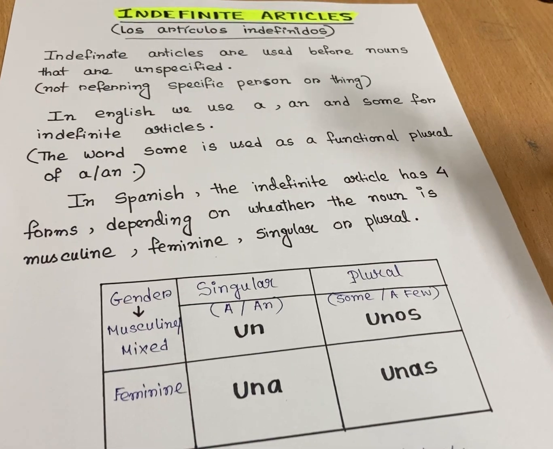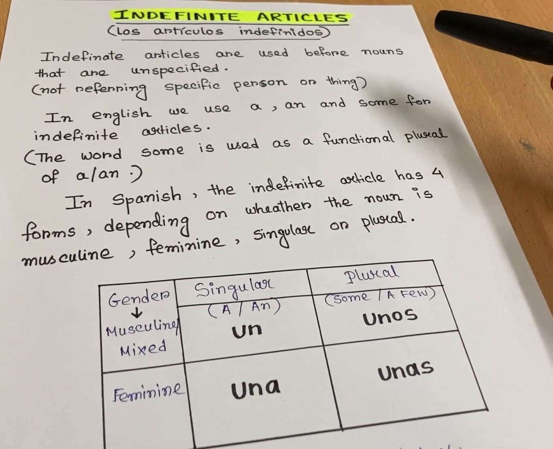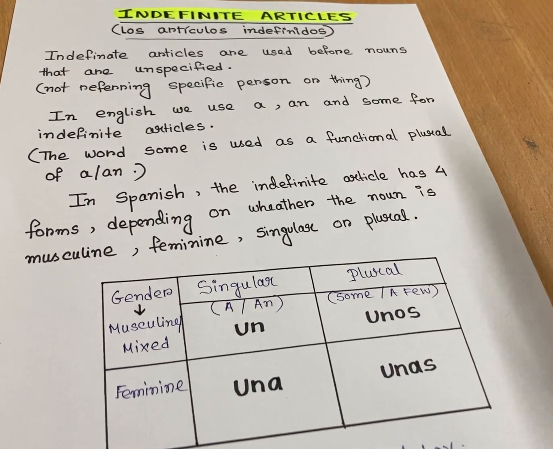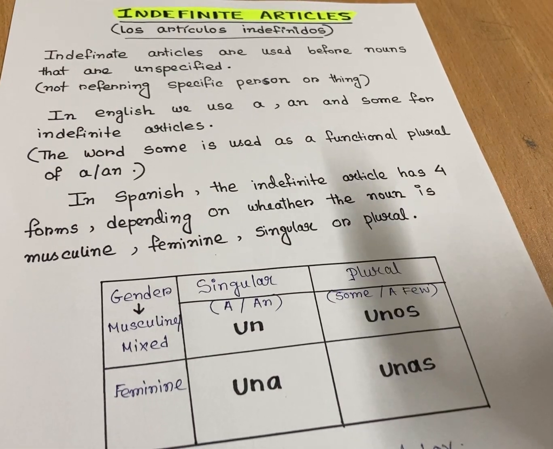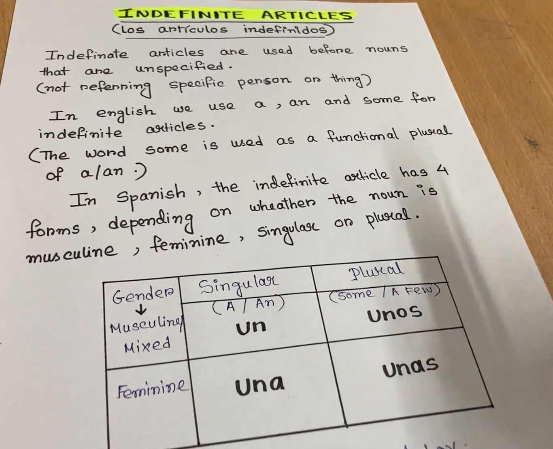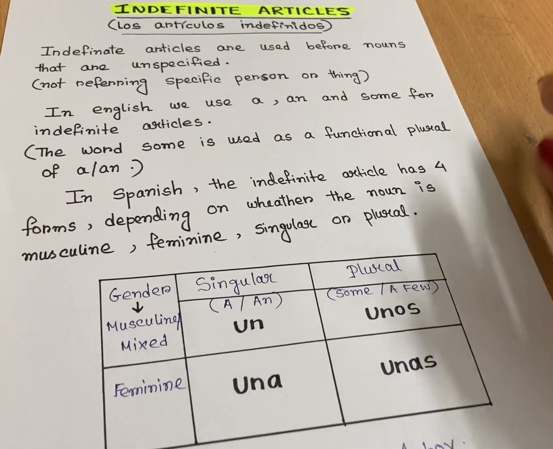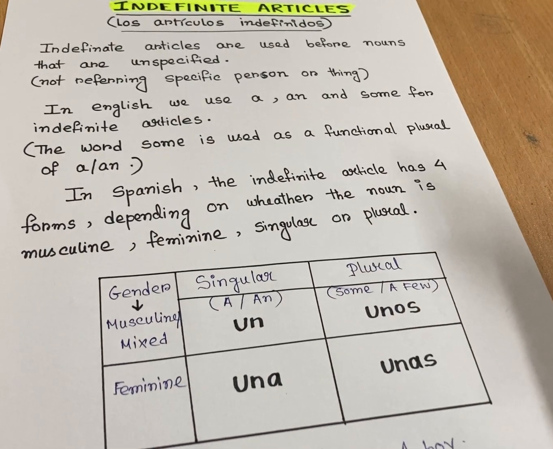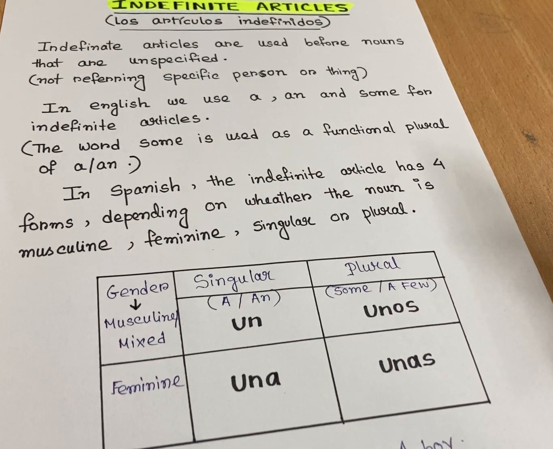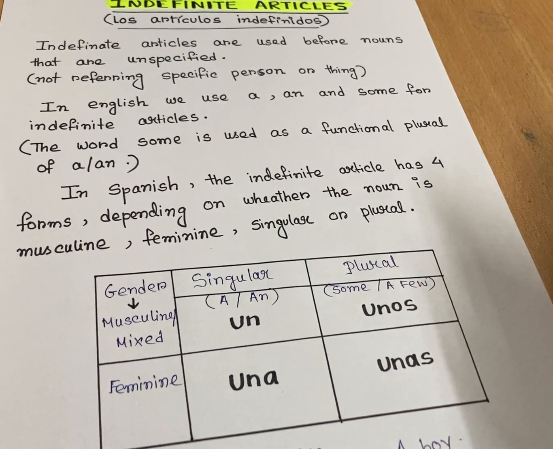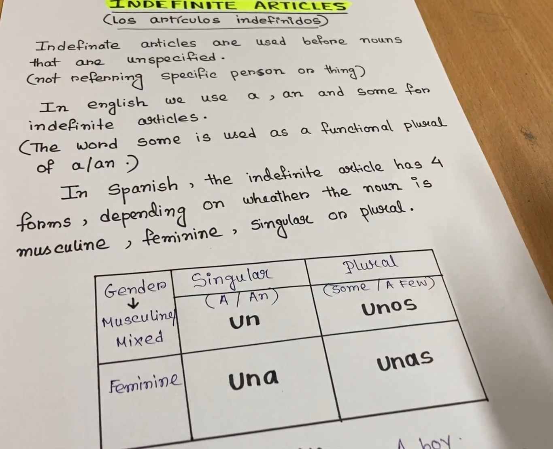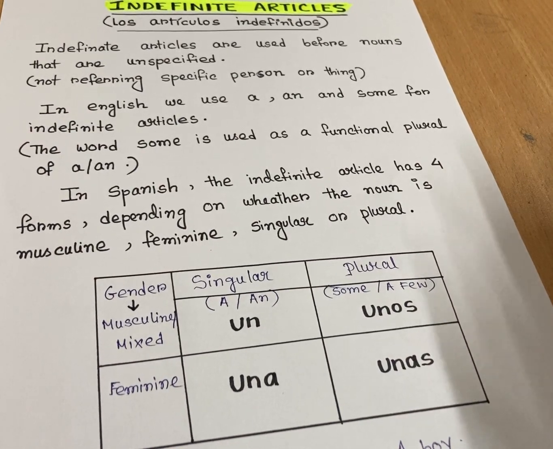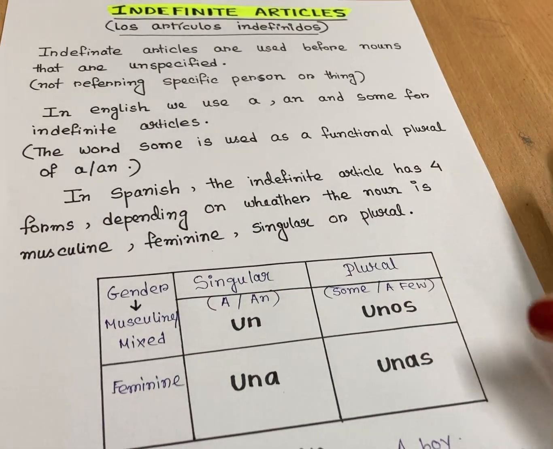Empecemos. Indefinite articles are used before nouns that are unspecified. That means when we are talking about any general thing, we use the indefinite article. Now, in English, we use "a" and "some" for indefinite articles. In Spanish, the indefinite article has 4 forms, depending on whether the noun is masculine or feminine, singular or plural.